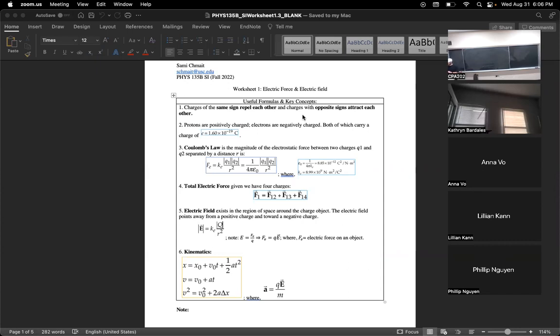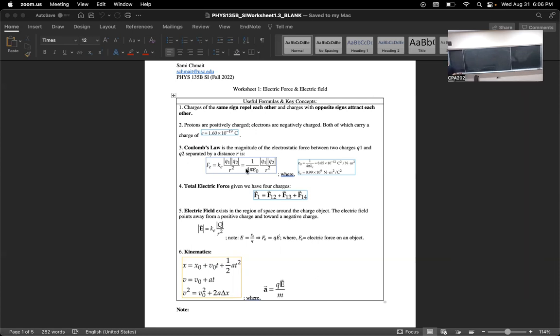So I just want to quickly establish the fundamental cornerstone of this unit, which is that charges of the same sign repel, and charges of opposite signs attract. Keep that in your back pocket. We should be comfortable with that. We know protons are positively charged, electrons are negatively charged, and they both have the same charge magnitude of 1.6 times 10 to the minus 19 coulombs, okay?